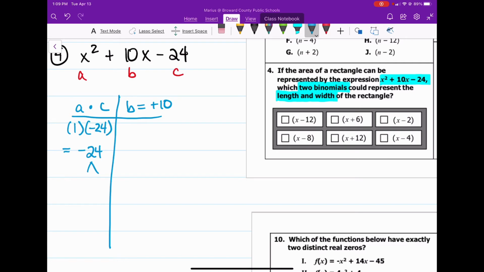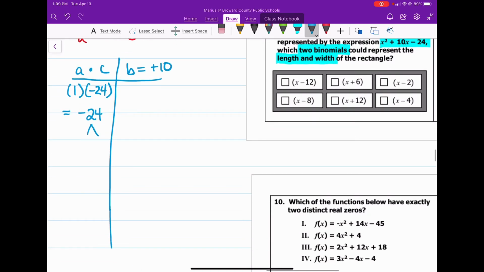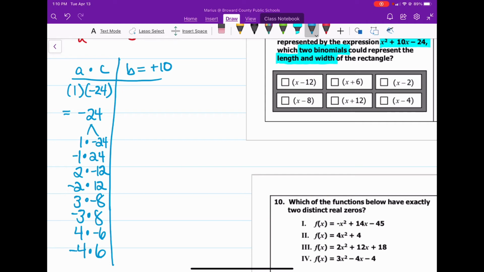Now, for the factors of a negative product, one of the factors has to be negative, the other factor has to be positive. So, for example, if we use positive 1, then we have to say negative 24. But then the next time it has to be negative 1 and positive 24. So I'm going to continue listing out these factors. Each time I'm going to make a different factor negative and keep the other one positive. And then positive 4 and negative 6, and last negative 4 and positive 6. So we've written out all of the factors of negative 24.